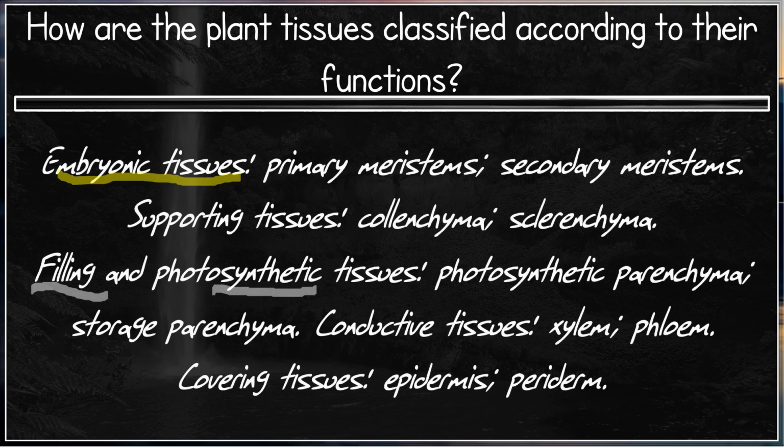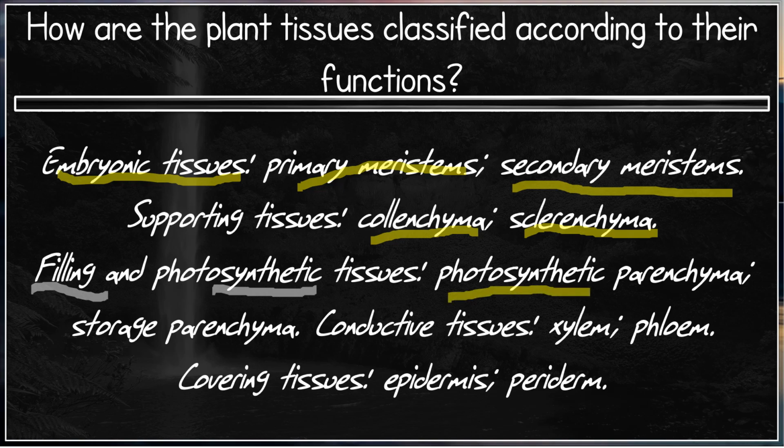Embryonic tissues are the primary meristems and secondary meristems. Then the supporting tissues, we have the collenchyma and sclerenchyma. Filling and photosynthetic tissues, we have the photosynthetic parenchyma and storage parenchyma. Then we have the conductive tissues, where we have the xylem and the phloem. Covering tissue, we have the epidermis and peridermis.